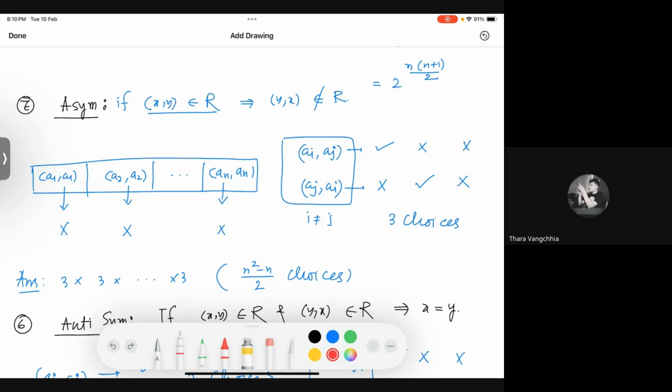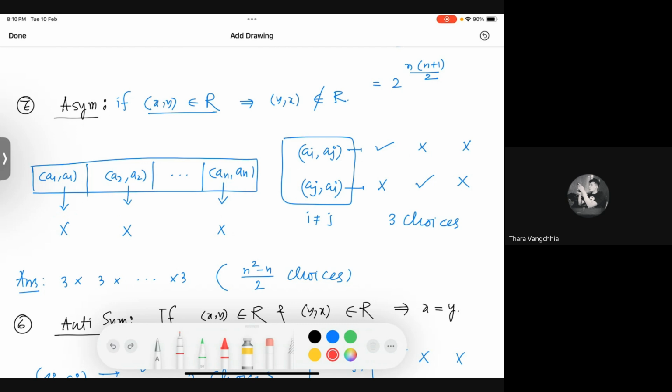Now see, take i not equal to j. If (ai, aj) belongs to the set R, then (aj, ai) does not belong to the set R. Now, if (ai, aj) does not belong to the set R, then (aj, ai) has two choices. It may belong to the set, it may not belong to the set. So ultimately, this pair has three choices.